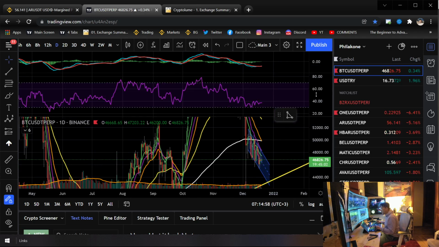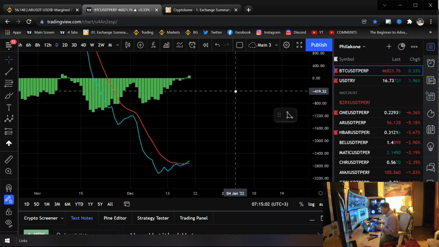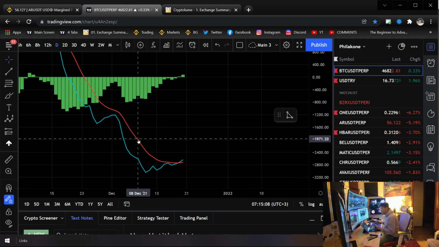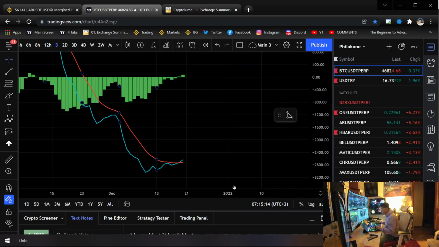Another thing we have to factor in is the MACD. Okay, the MACD is now going to be on the second day of it crossing over positively. Keep in mind that these are lagging indicators because it's using a moving average. Okay, it's using a moving average of, I think, 12 and 26, the one I use.